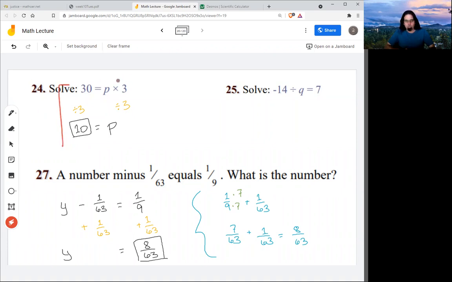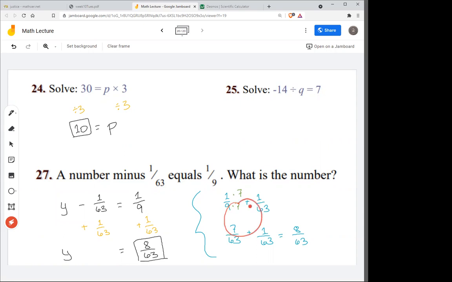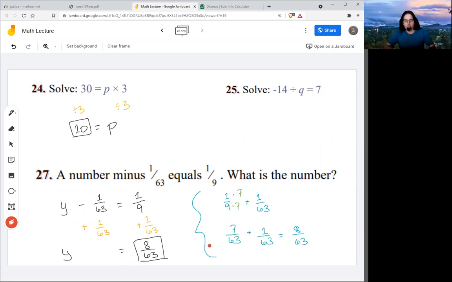So straightforward. This one you have to write the equation yourself first. And there's a little bit of fraction math just to make sure you remember how to do that after all these weeks. Okay, 25 is a different creature.